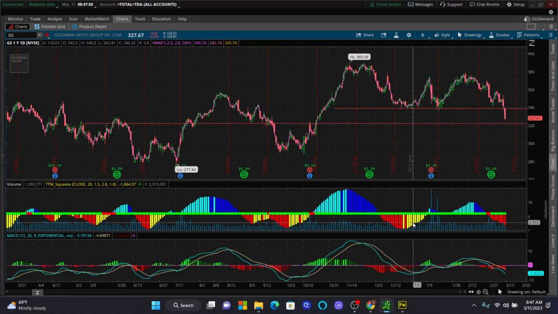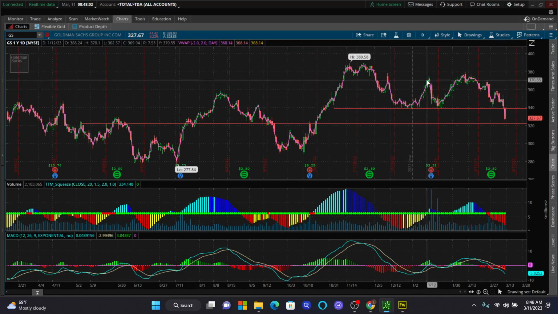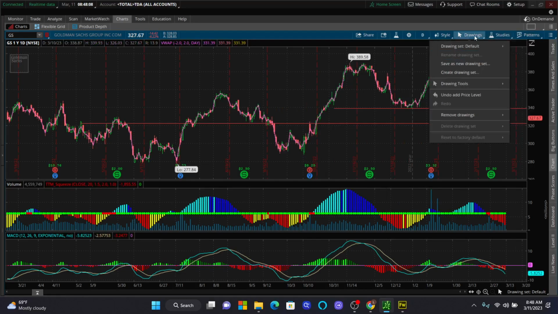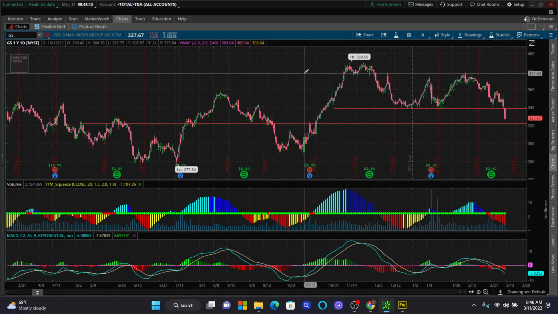So the second that this starts to become yellow, you can actually enter and ride it up to a former support or resistance line. If you see right here, this would be a trade that happened in the past. So it's not really a live trade we can look at, but it's a good lesson moving forward.